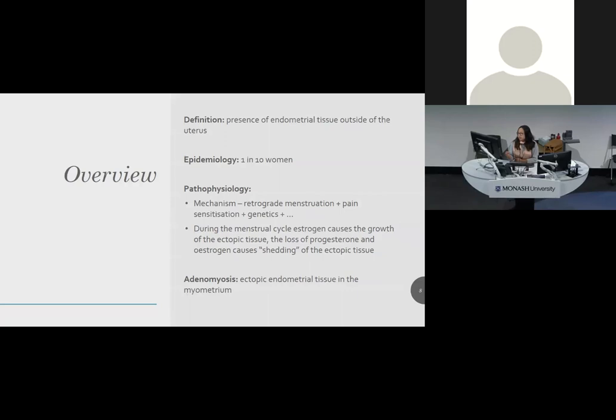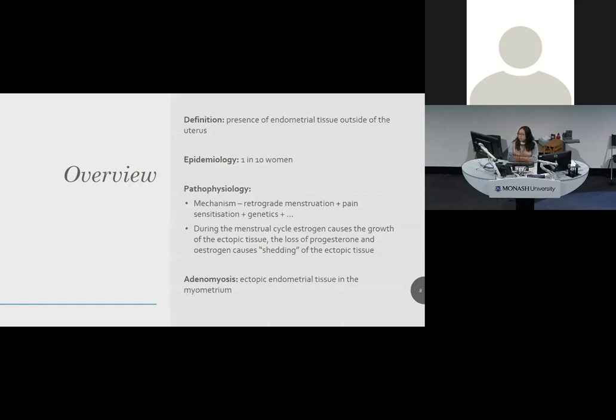In terms of pathophysiology, we don't really know why some people get endometriosis and some people don't. We do know that retrograde menstruation is important. However, people without endometriosis will have retrograde menstruation and they don't get development of these lesions in their pelvis. So we don't know why some people do and some people don't.